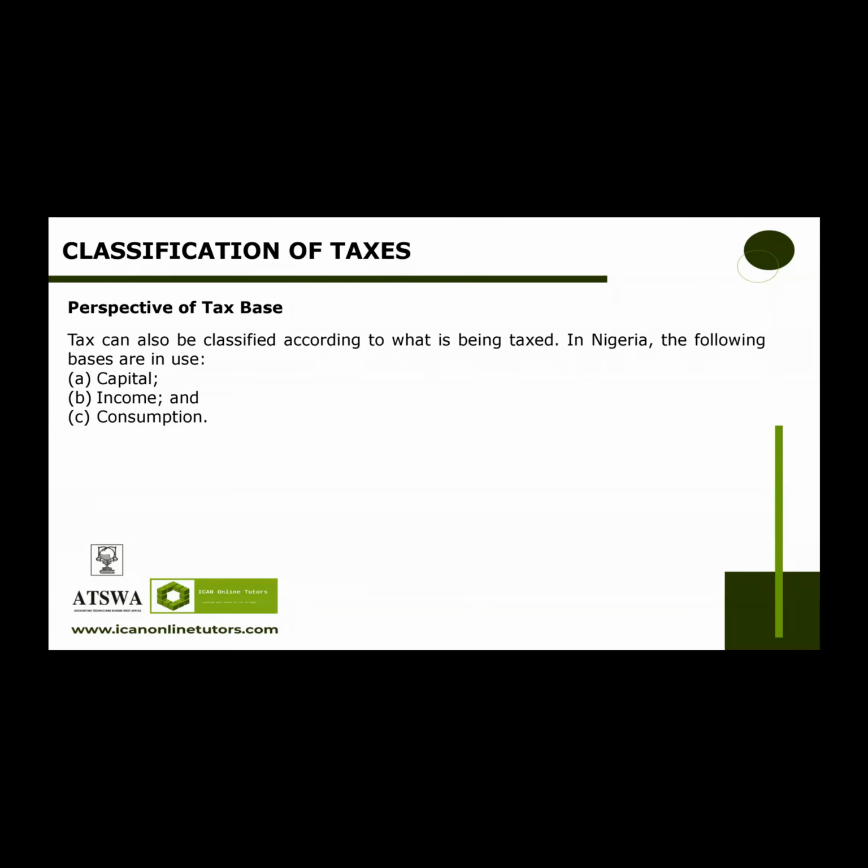Let's go to, we are still under the classification of taxes, and here we are looking at the perspective of tax base. So what we have just concluded is that of tax subjects. Perspective of tax base. Tax can also be classified according to what is being taxed. In Nigeria, the following bases are in use: capital, income, and consumption. Capital, income, and consumption. Are we together?